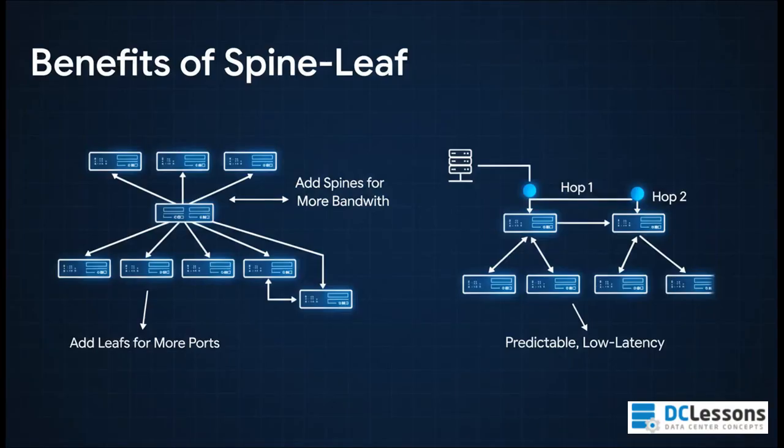So what's the payoff for designing things this way? Well, it's huge. Let's say you need more bandwidth. You just add another spine. It's kind of like adding another lane to a highway. Need to connect more servers? No problem. You just add another leaf switch. It's like adding another on-ramp. And maybe the best part of all, no matter where your data needs to go, it's always just 2 hops away. From one leaf, up to a spine, and right back down to another leaf. What does that mean for you? It means no more traffic jams and just super predictable, lightning-fast performance for all your applications.